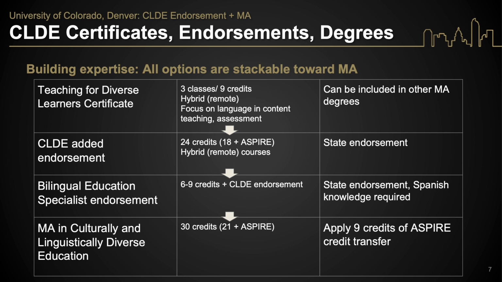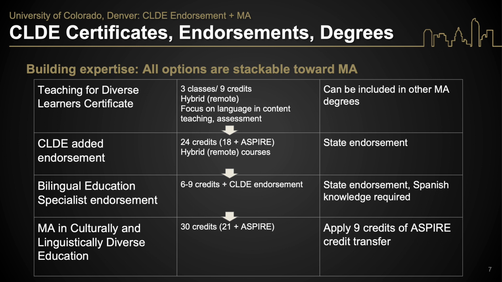For the added endorsement onto your teaching license, that's a 24 credit hour state endorsement. That is 18 credits plus the work that you've done through Aspire. And there's not a lot of wiggle room there. It's a pretty tight course program because of those state requirements and those core courses that meet those state requirements.